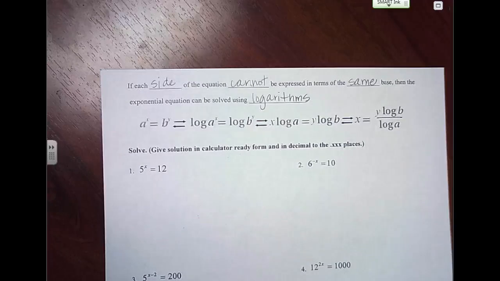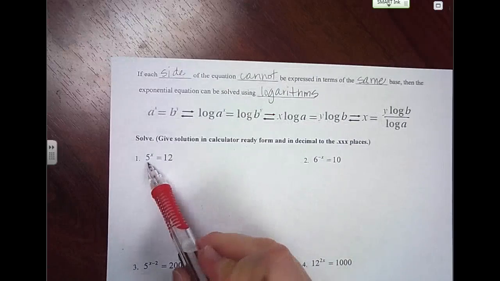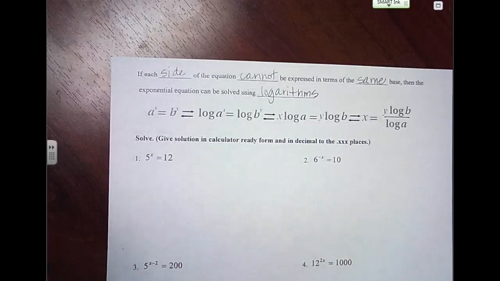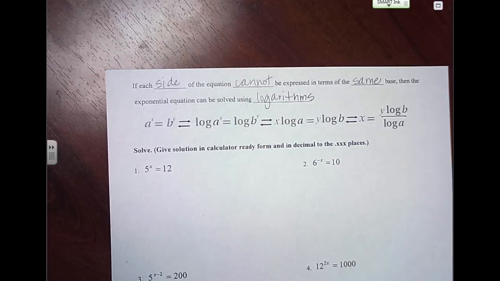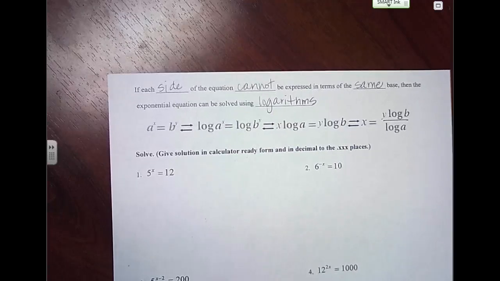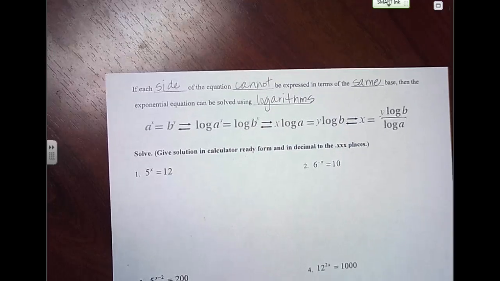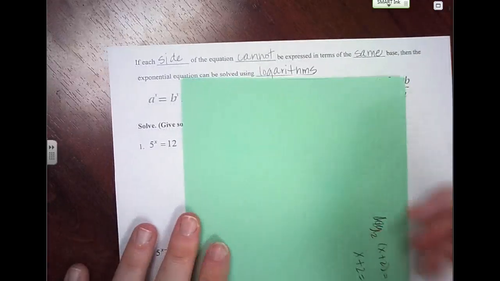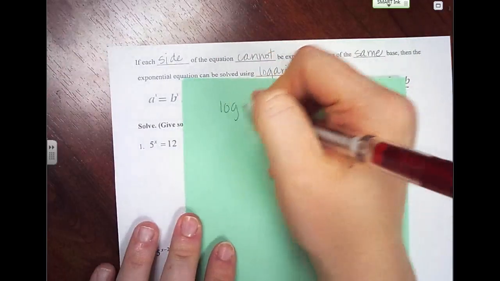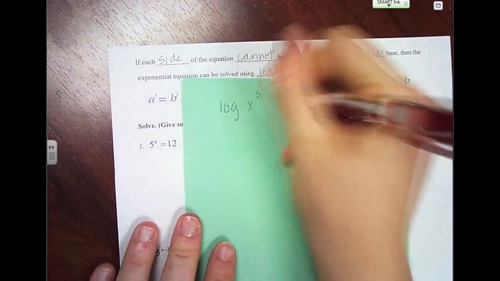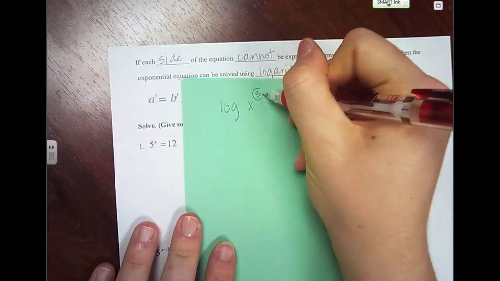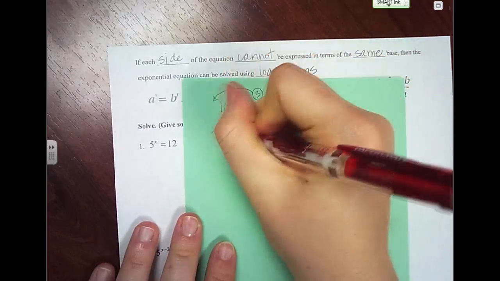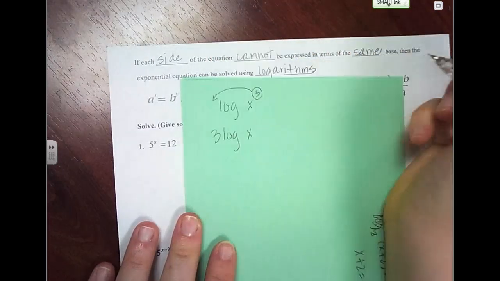Okay, so on the front side, we were able to write each side with the same base. On this side, though, we're not going to be able to do that. So we've got things like 5 and 12, and I can't make those have the same base. So what we're going to do is use logarithms, and we're going to use our power property. Before we even start, let's look at our power property real quick. If we had something like log x to the third, I could move this 3 in front of the log, and it became 3 log x.